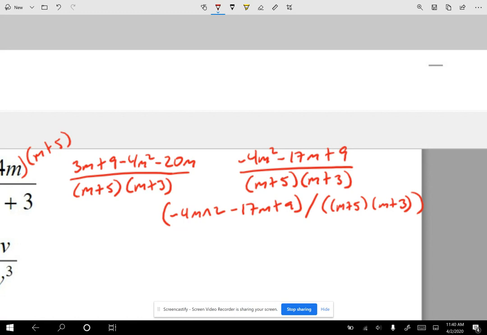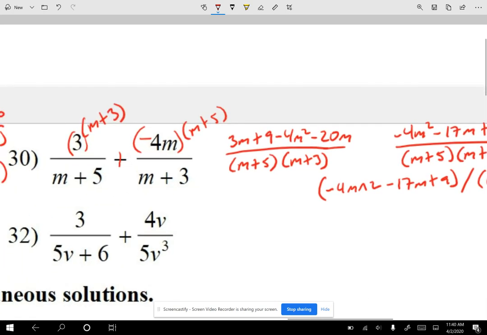The order you write the factors at the bottom does not matter. So the two parentheses, it doesn't matter which one you write first. Just make sure you write both of them. So that's how you will type it.